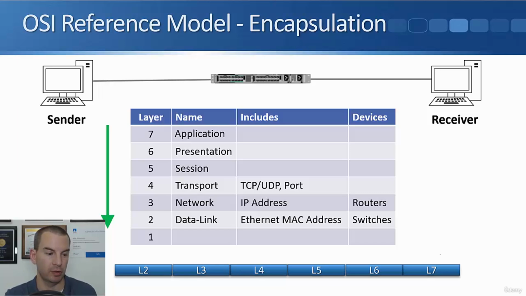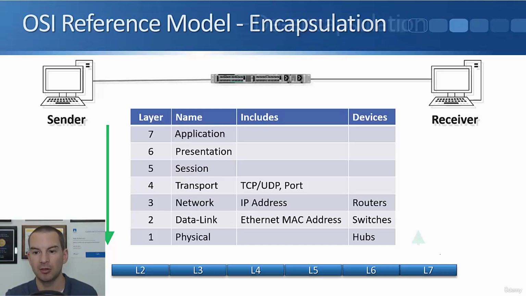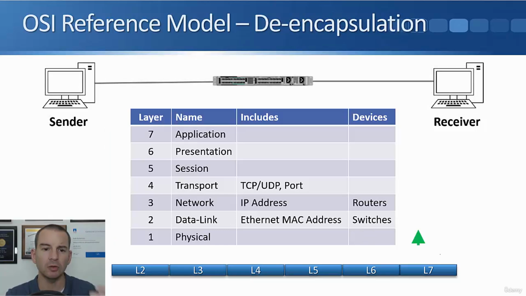And finally, this packet is now ready that we can actually transmit it over the wire. When we do that, we're down to layer 1, which is the physical layer. A network device, which you don't really see anymore, which operated at layer 1 was hubs. So we've now composed the packet at the sender side, we've put it onto the wire, it's going to travel over the network, and it's going to reach our receiver.